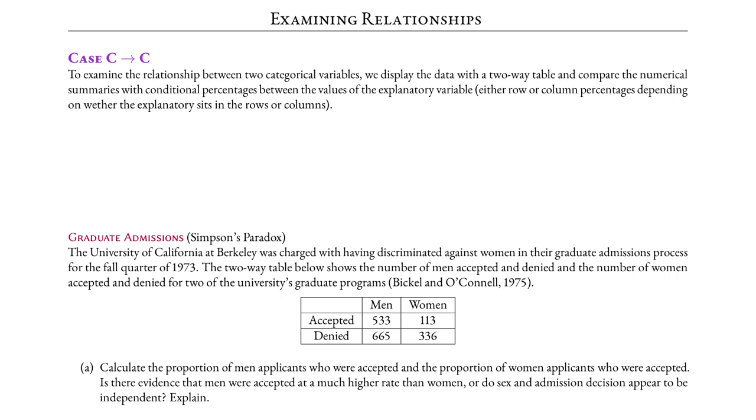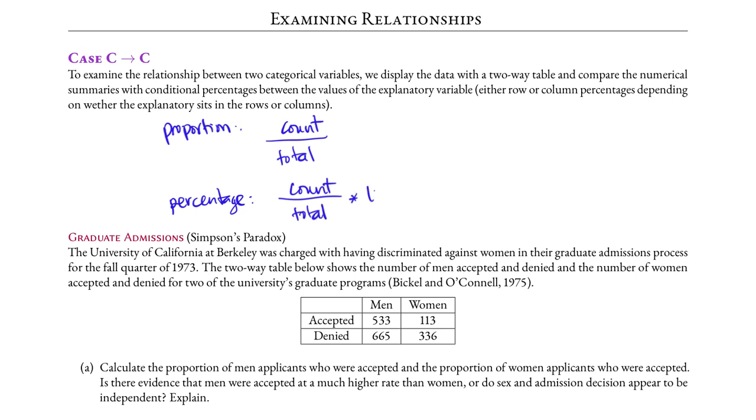But before we move on, to compute the proportion, we would take the count, how many, divided by the total, but not just any total, the total that we are interested in. To compute the percentage, we would do the same thing. Take the count divided by the total, but we need to do one more step, multiply by 100%. Proportion is a number between 0 and 1. Percentages are in terms of percentage between 0 and 100%.